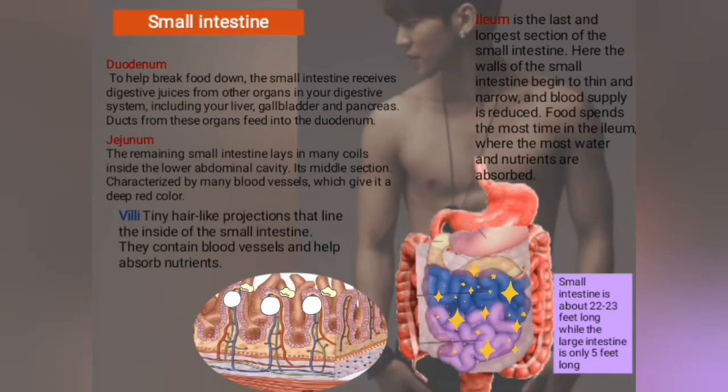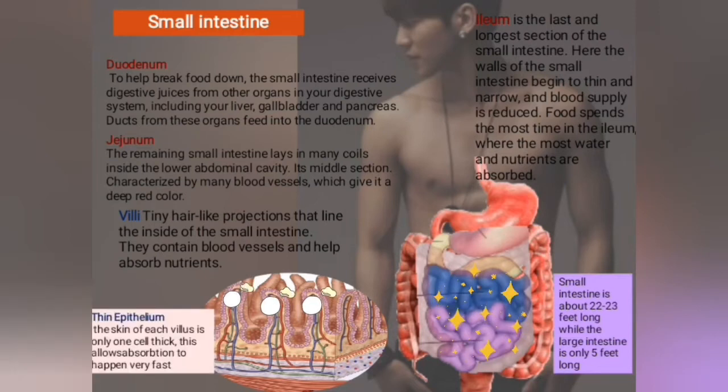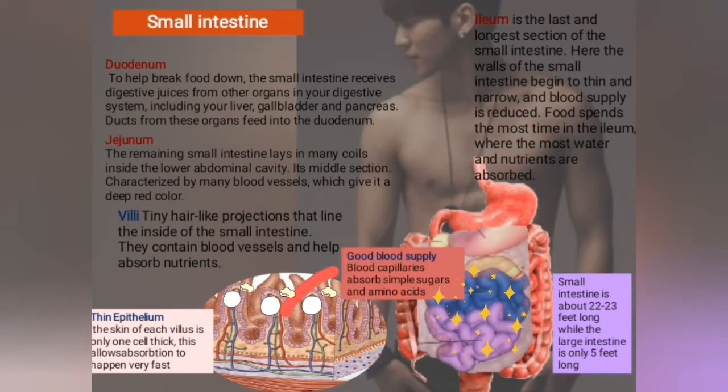There are tiny hair-like projections lining the inside of the small intestine that contain blood vessels and absorb the nutrients. They are called villi. Parts of the villi are the epithelium for fast absorption, the blood supply which absorbs simple sugars and amino acids, and the lacteal which absorbs fatty acids and glycerol.